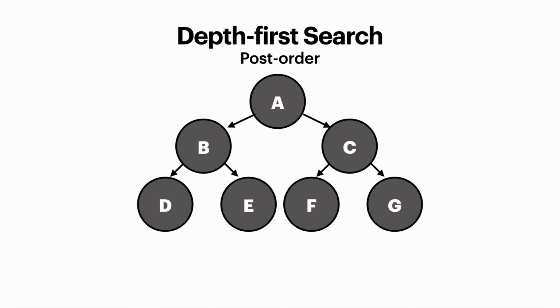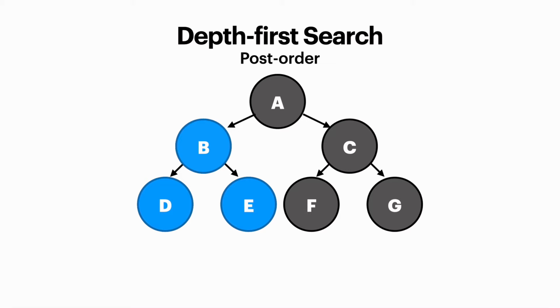And the last way we can do a depth-first search is a post-order depth-first search. So in this case, we're going to visit all of the children of a node before we visit the node itself. So in this case, the first node we're going to visit is D again, then we're going to visit E. Now we've visited all of B's children, we're going to visit B next. So we can't visit A yet because we haven't visited all of A's children.